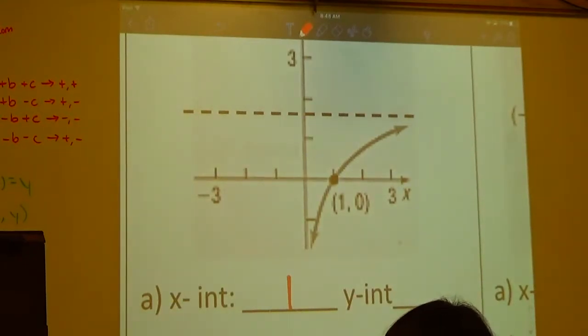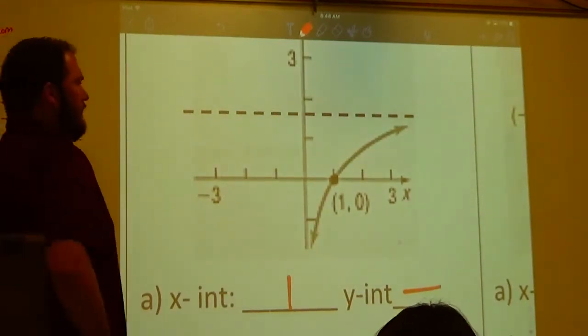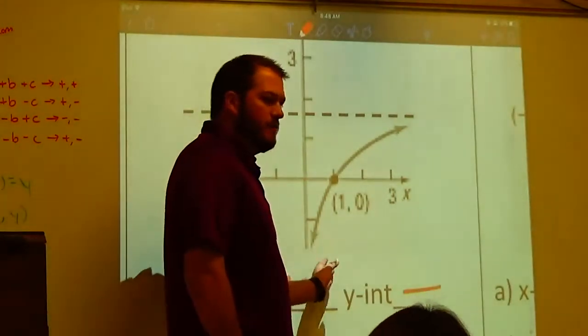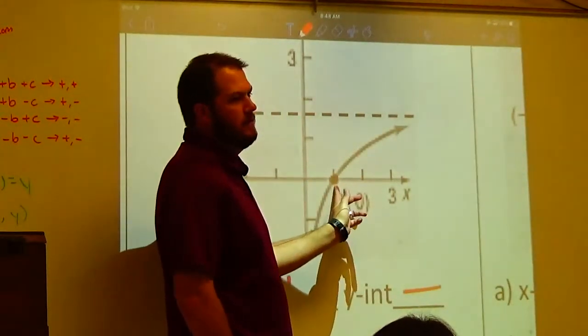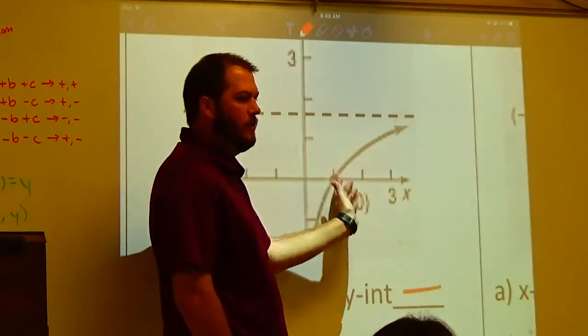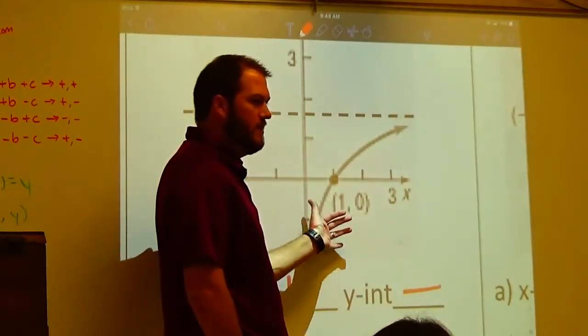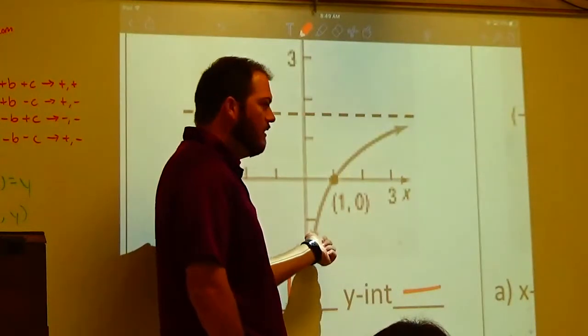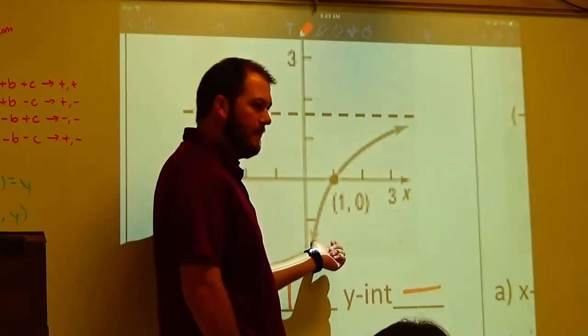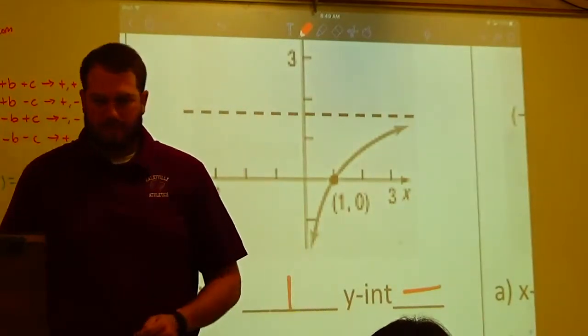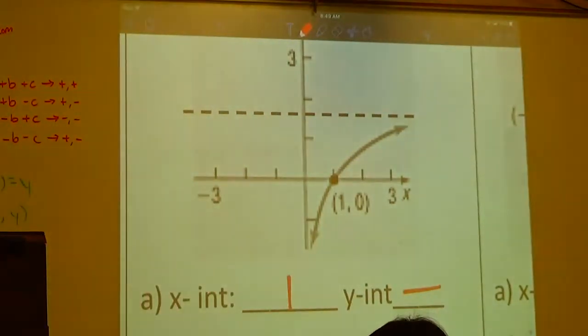Do we have any y-intercepts? No. Now, look. At some point, this might intersect. We're not sure. It does not on the graph. It does not tell you like it does here. So if you were to do this on homework or a test, you do the same thing. Unless you can see what the actual point is where it's crossing, you would say no. All right? What about the domain?